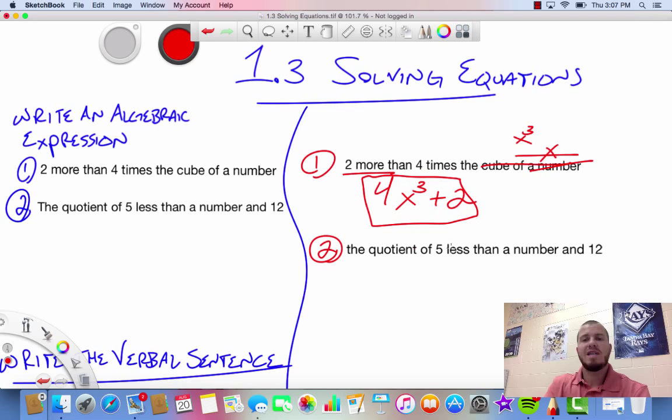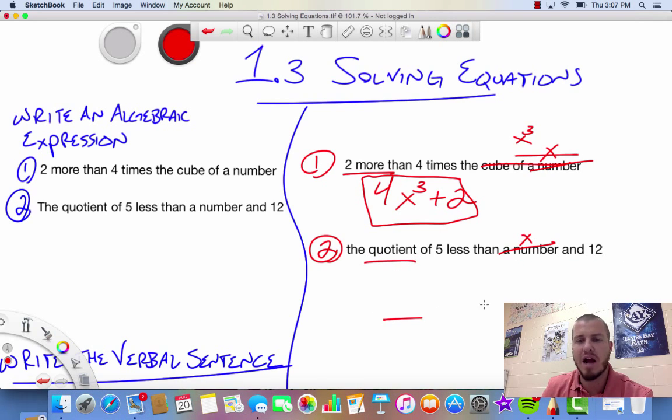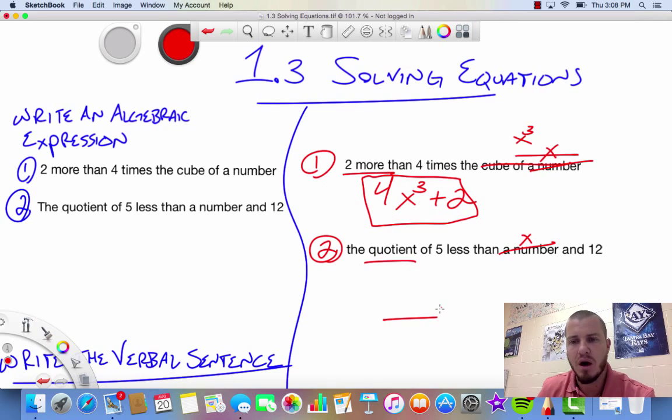Okay, so for this second one, the quotient of 5 less than a number and 12. Well, again, let me cross this off and write x. The quotient of 5 less than x and 12. Well, quotient means it's a division problem. It's going to be a fraction. We're going to write it as a fraction. And what distinguishes the numerator from the denominator is this "and." So it's 5 less than x in the numerator and 12 in the denominator.